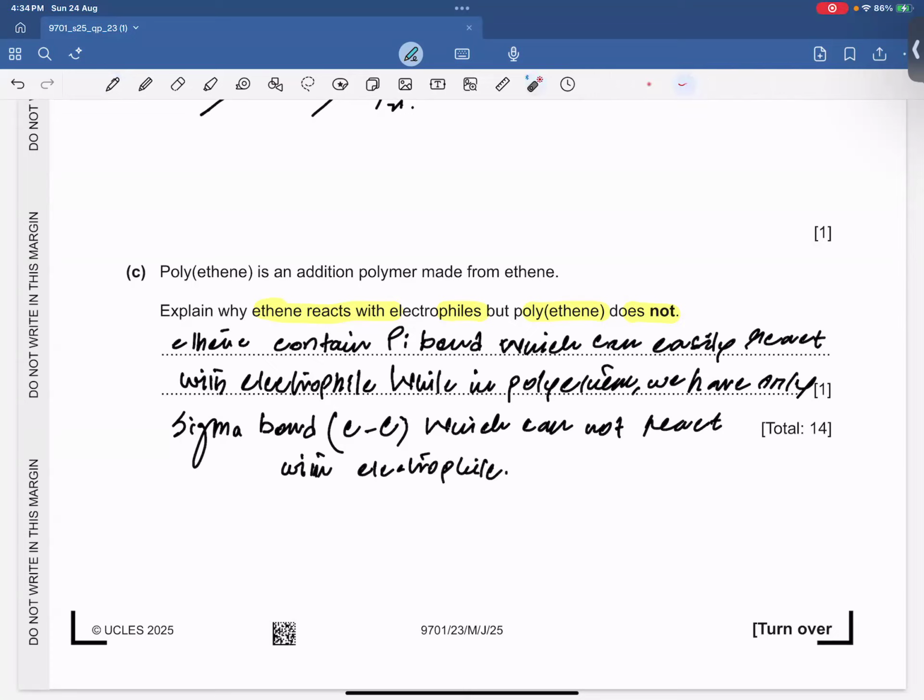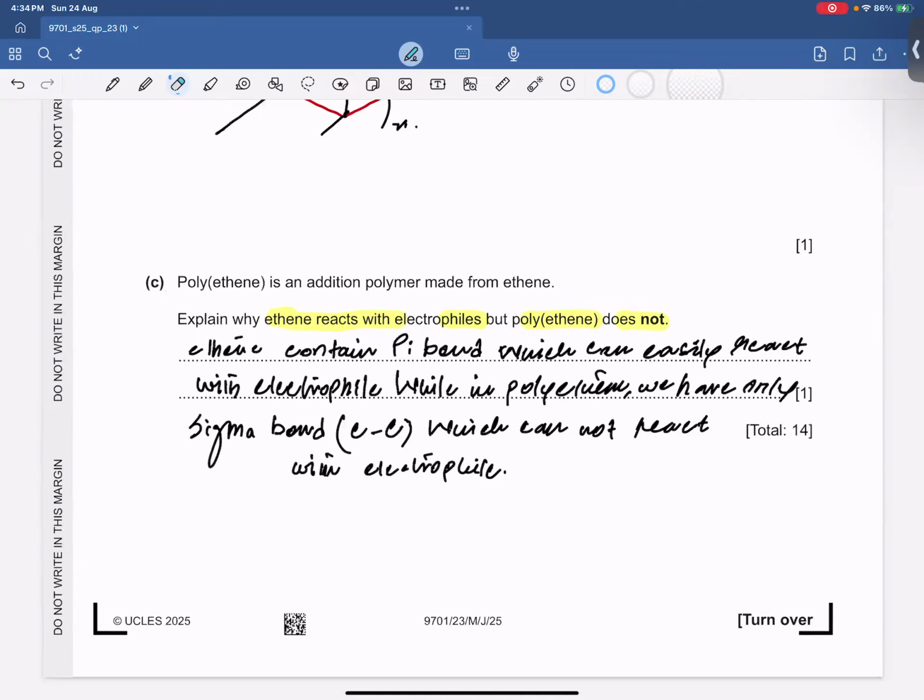In short, I can say that ethene contains a high electron density region, which is easily accessible to electrophiles, whereas in polyethene, there is no high electron density region, which is why electrophiles cannot easily interact with polyethene, and therefore addition reaction is not possible in polyethene, while ethene can do it. Okay.